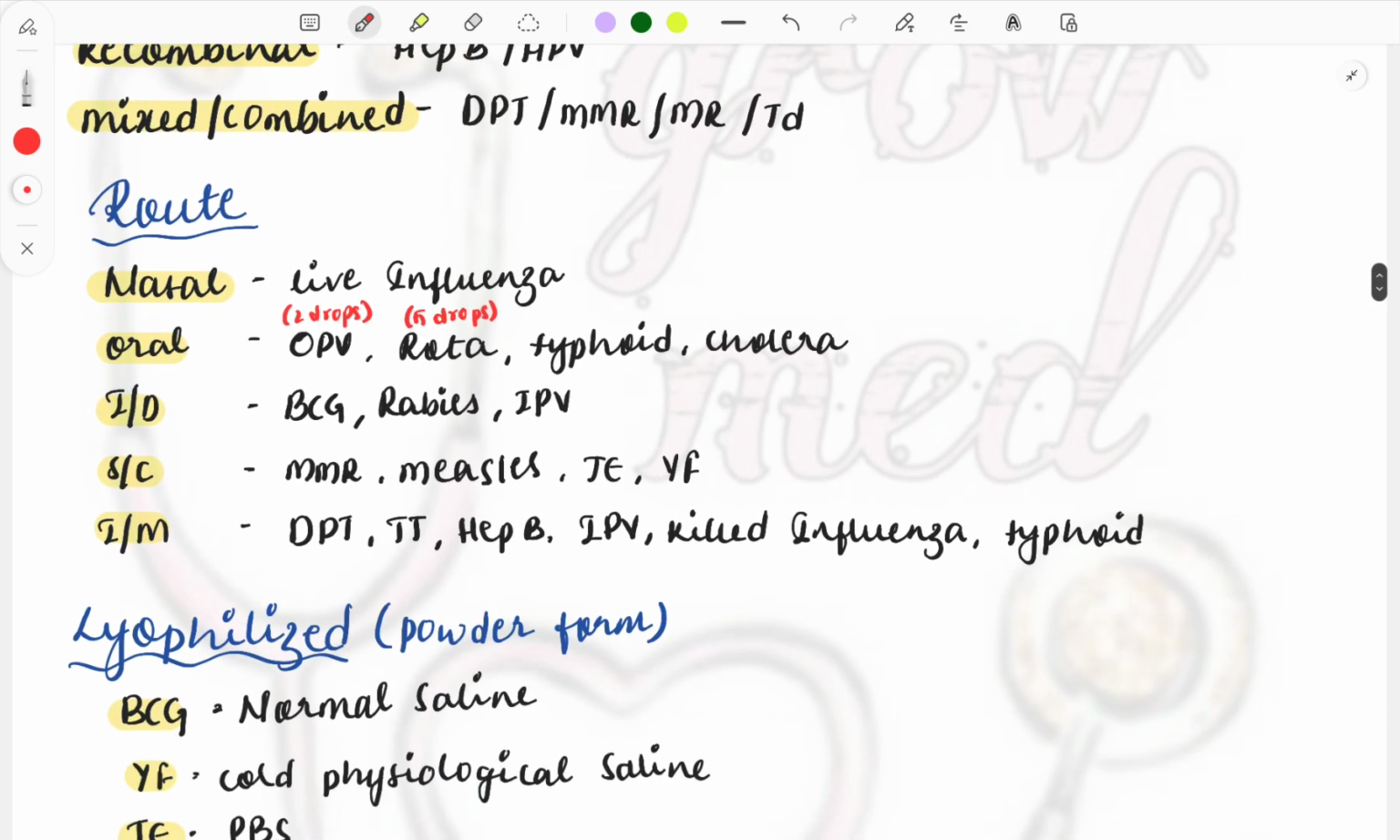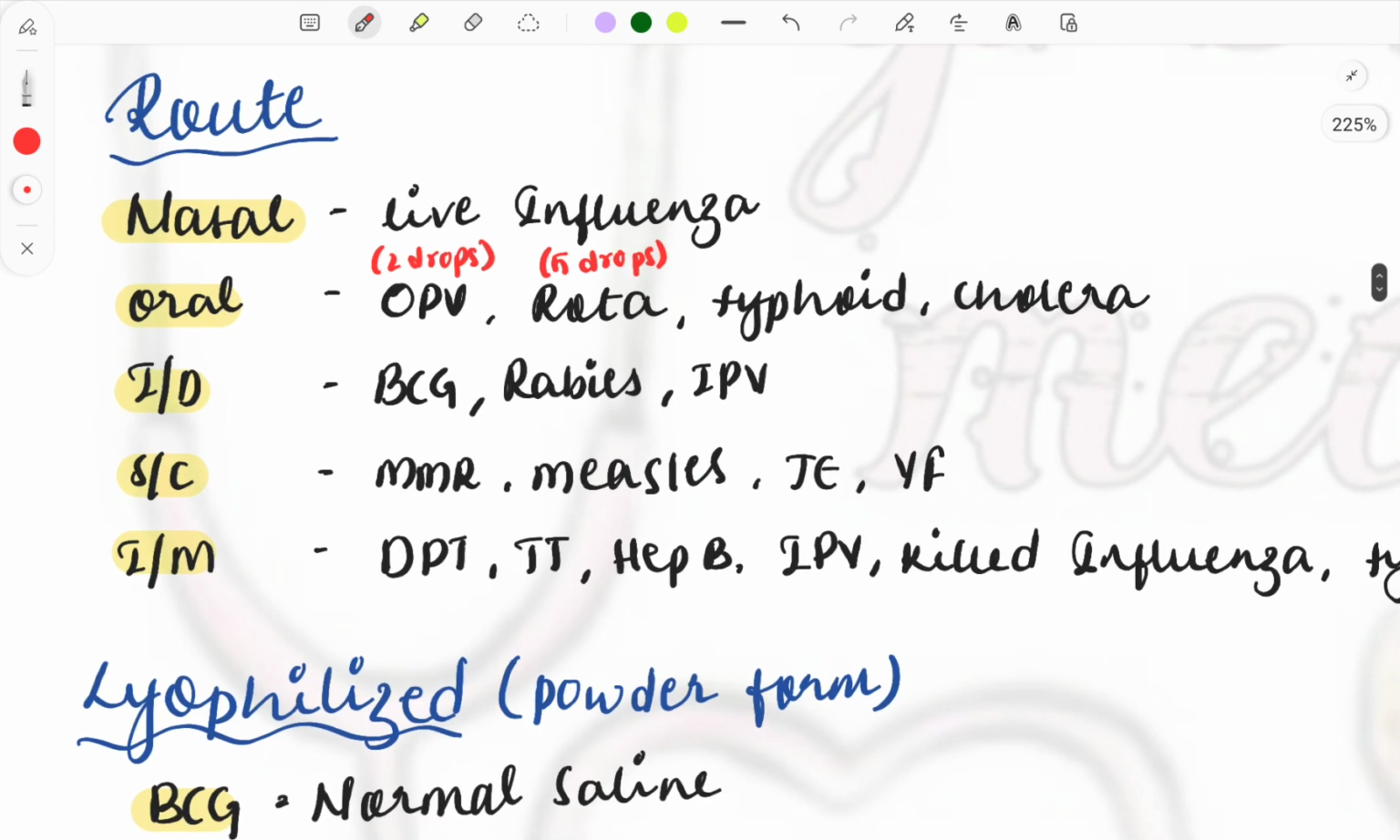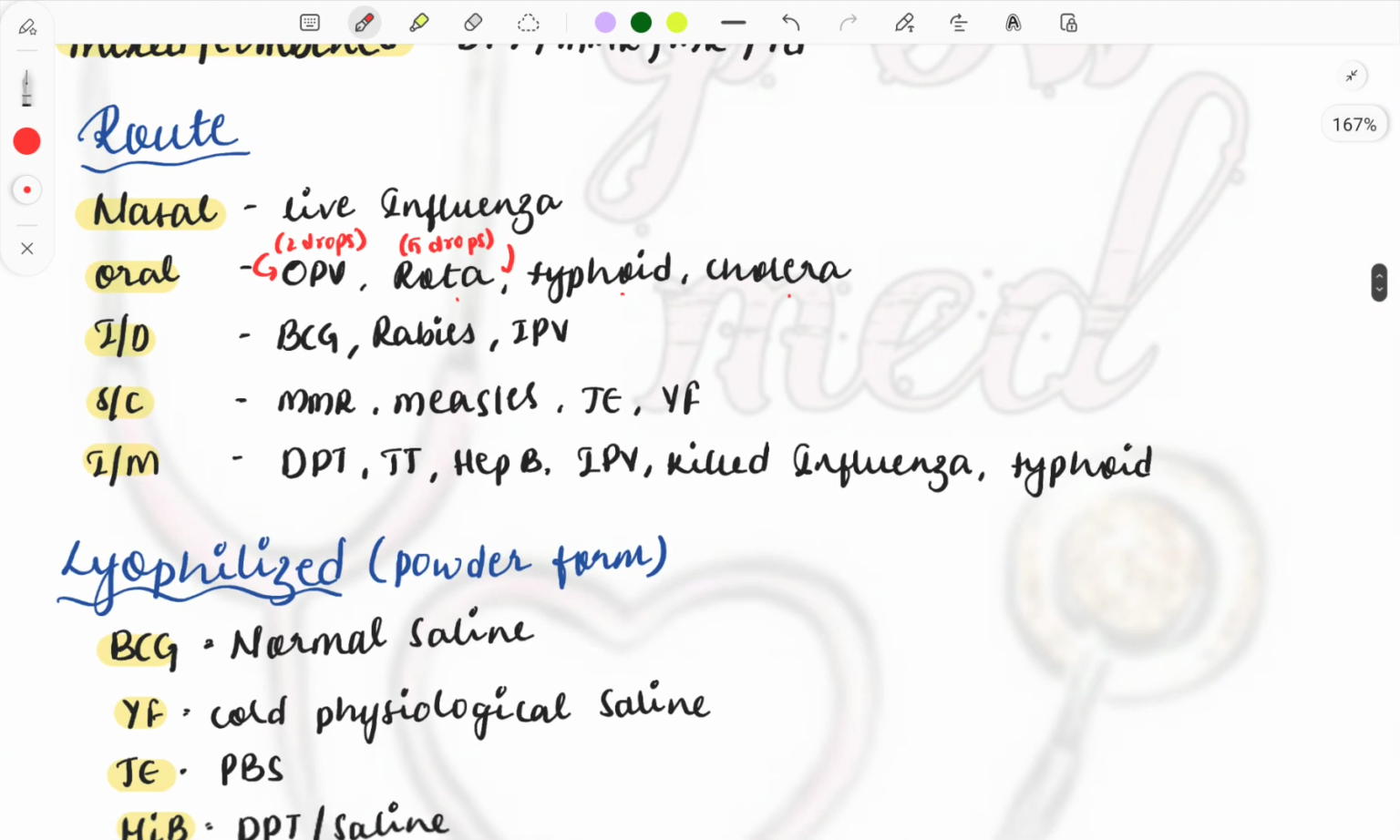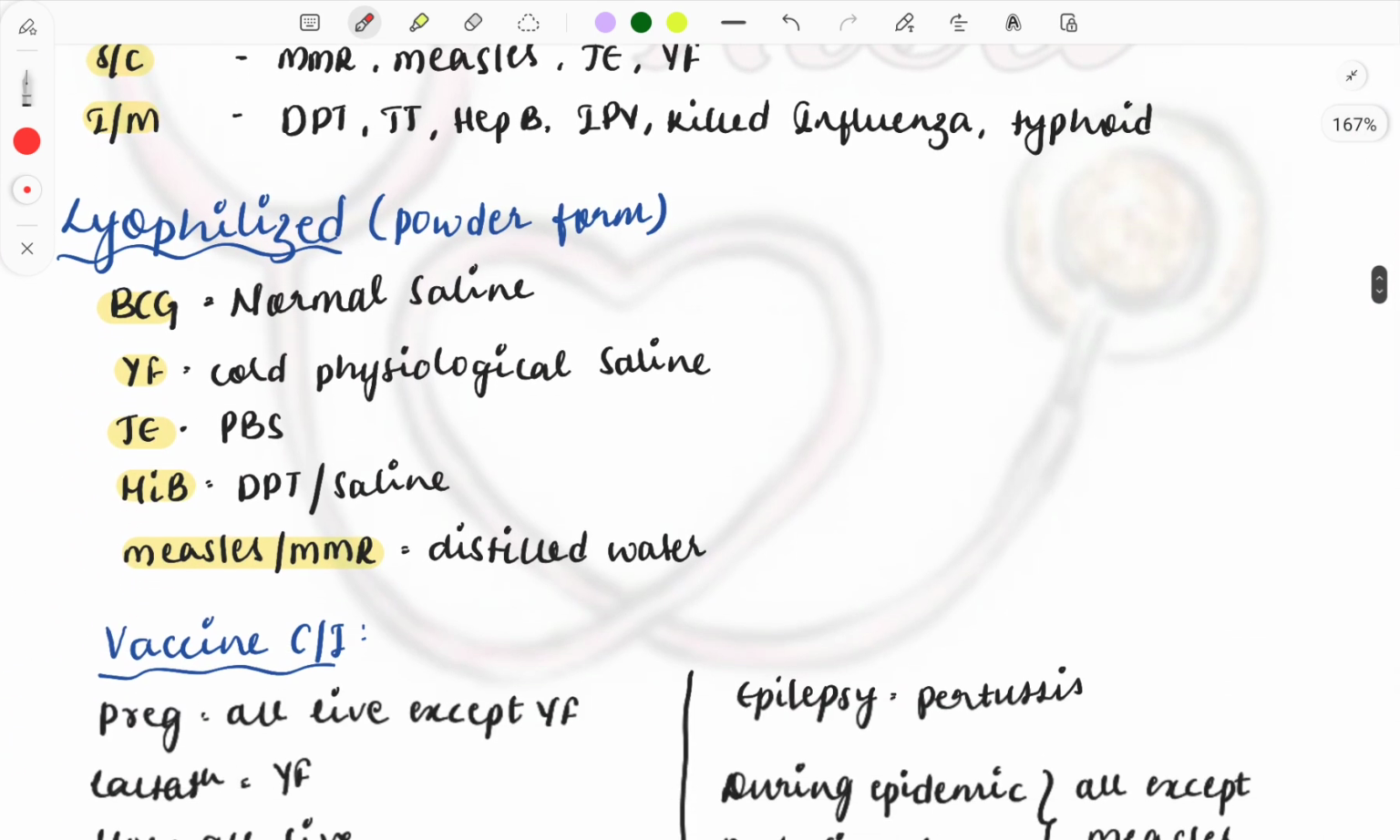Then the route, this is also important, that which vaccine is given by which route. In the nasal route, live influenza is given. Then oral: OPV, rota, typhoid, and cholera; 2 drops for OPV, 5 drops for rota. ID, intradermal: BCG, rabies, IPV. Subcutaneous: MMR, measles, Japanese encephalitis, yellow fever. And IM: these are the vaccines which we will be giving IM.